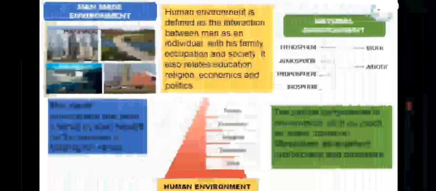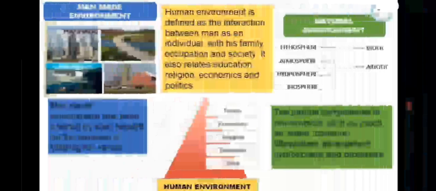Earlier we have learned about the natural components of environment, that is air, water, climate, such as lithosphere, atmosphere, hydrosphere, and biosphere. In this chapter, we will study the human and man-made components in a detailed manner.